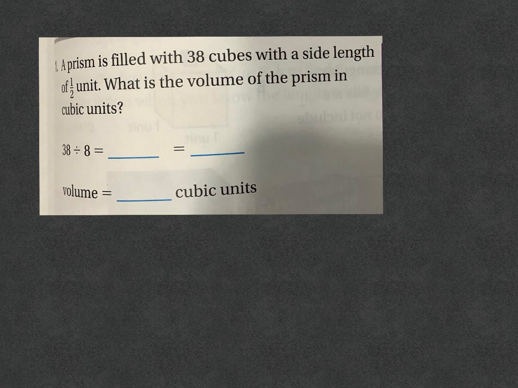So 38 divided by 8. 8 times 4 is 32. And that leaves me with 6 out of 8 left over. So 4, and 6 eighths. Now that 6 eighths is reducible.